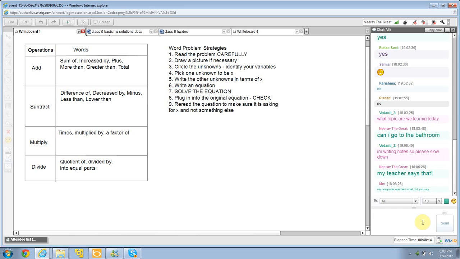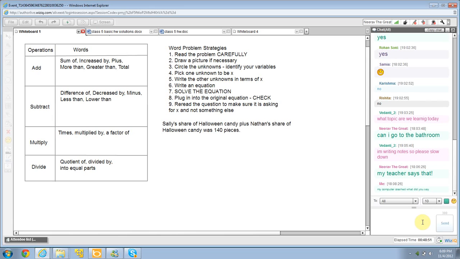So if I'm going to say, Sally's share of Halloween candy plus Nathan's share of Halloween candy was 140 pieces. So what is that problem saying?